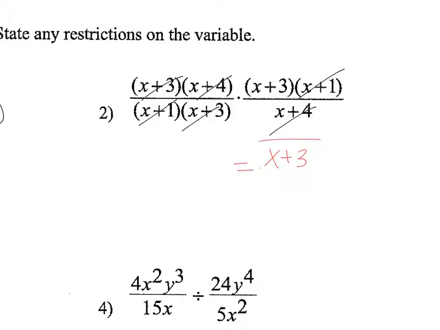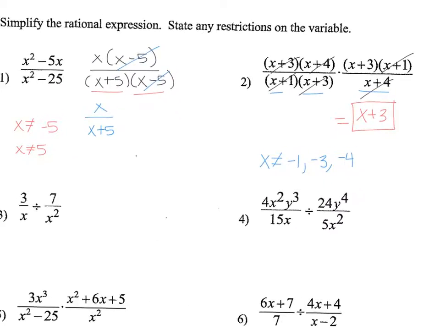That's my answer simplified. Now my restrictions are set this equal to 0, set this equal to 0, set this equal to 0. So the restrictions are x can't be -1, -3, and -4 because at no time can I divide by 0 in my problem.